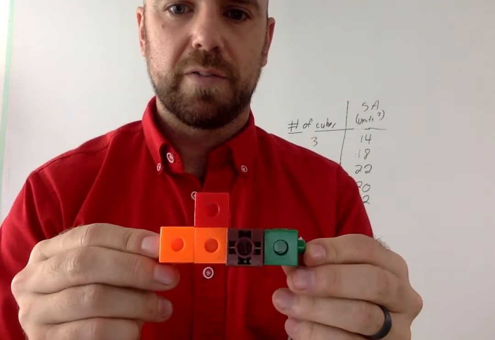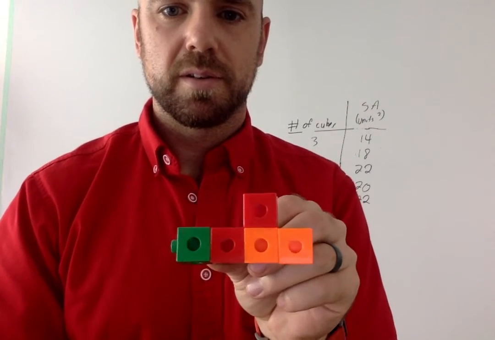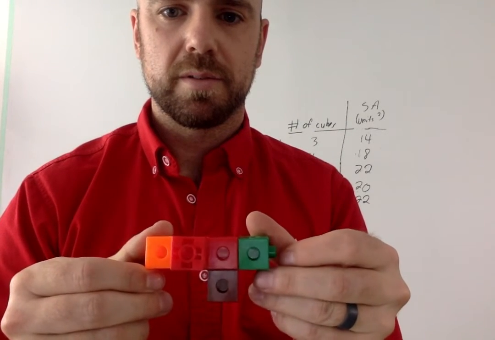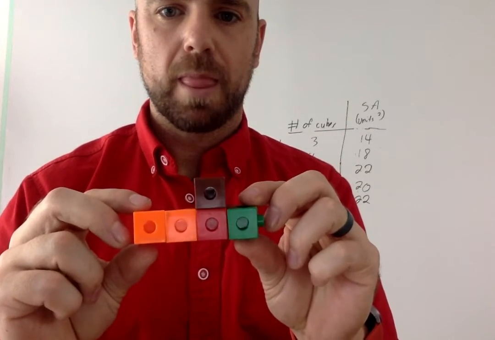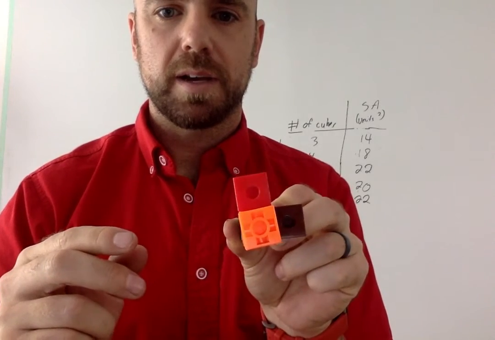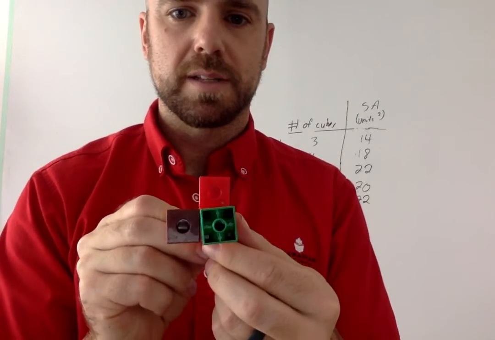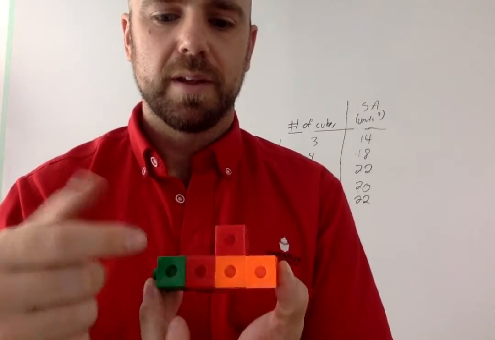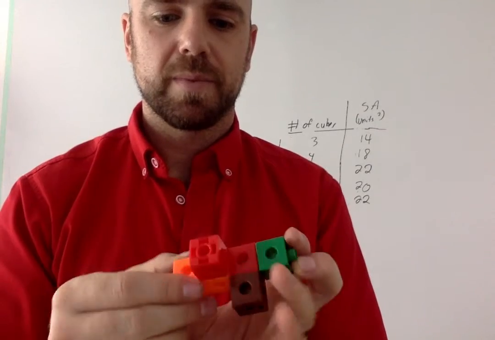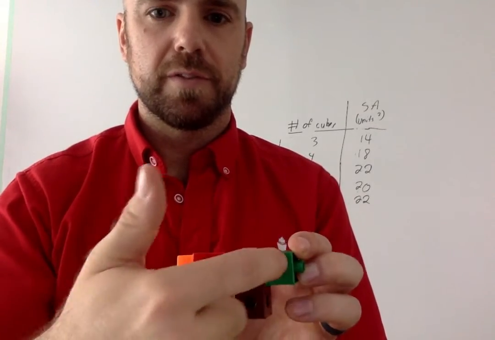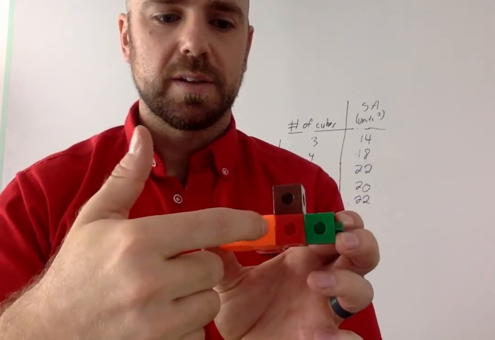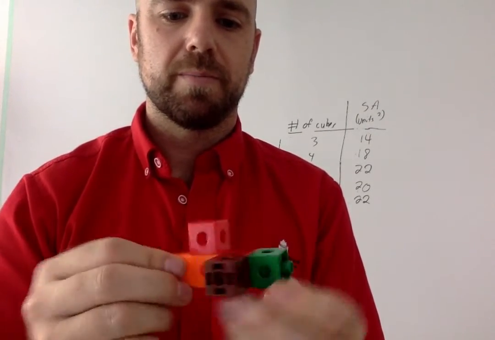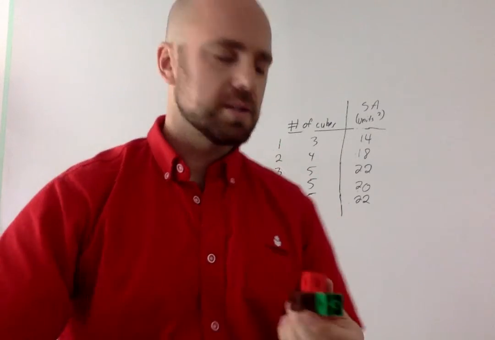So we have our front, back, top, bottom, side, and side. So when I go and calculate it, 1, 2, 3, 4, 5, 6, 7, 8, 9, 10, top, 11, 12, 13, 14, 15, 16, 17, 18, 19, 20, side, 21, 22, 23, 24, 25, 26.